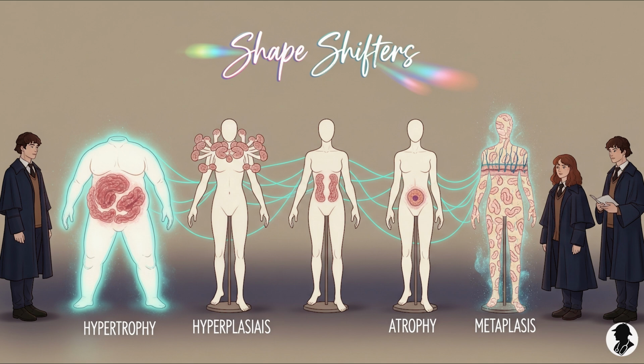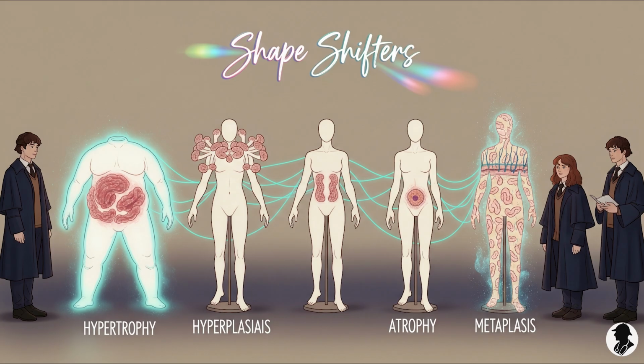The last one is 5, metaplasia. Metaplasia sounds complex. It's a fascinating one. Metaplasia is a reversible change where one differentiated adult cell type is replaced by another differentiated adult cell type. So one cell type literally changes into another. Well, not quite the existing cells changing. It's more like an abnormal regeneration.